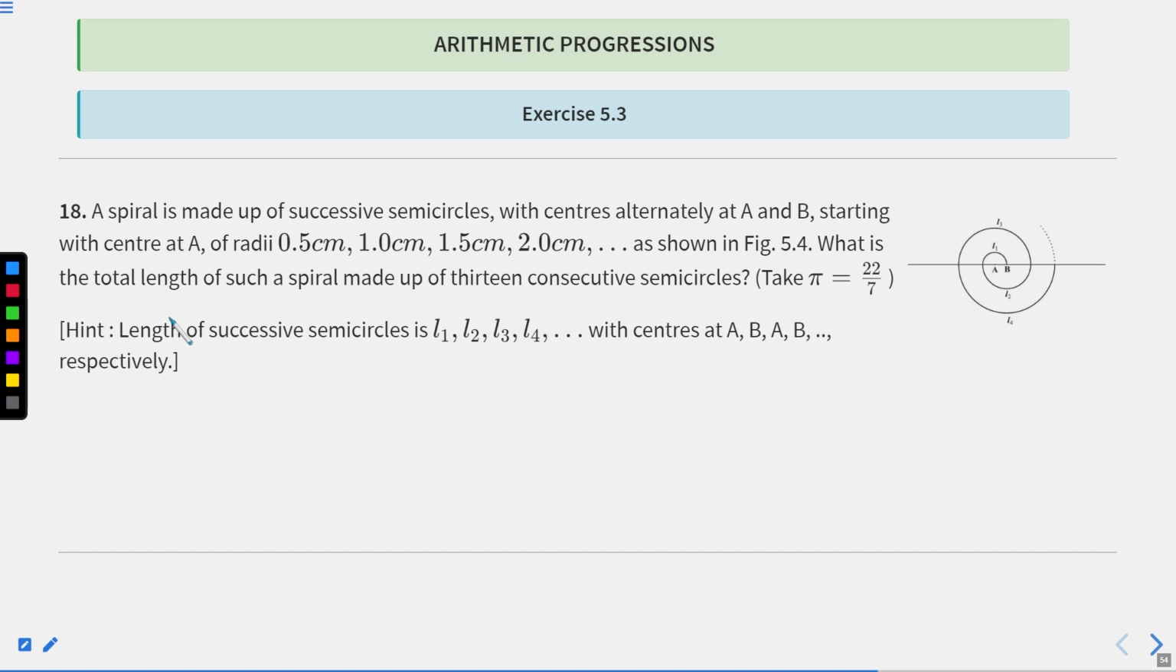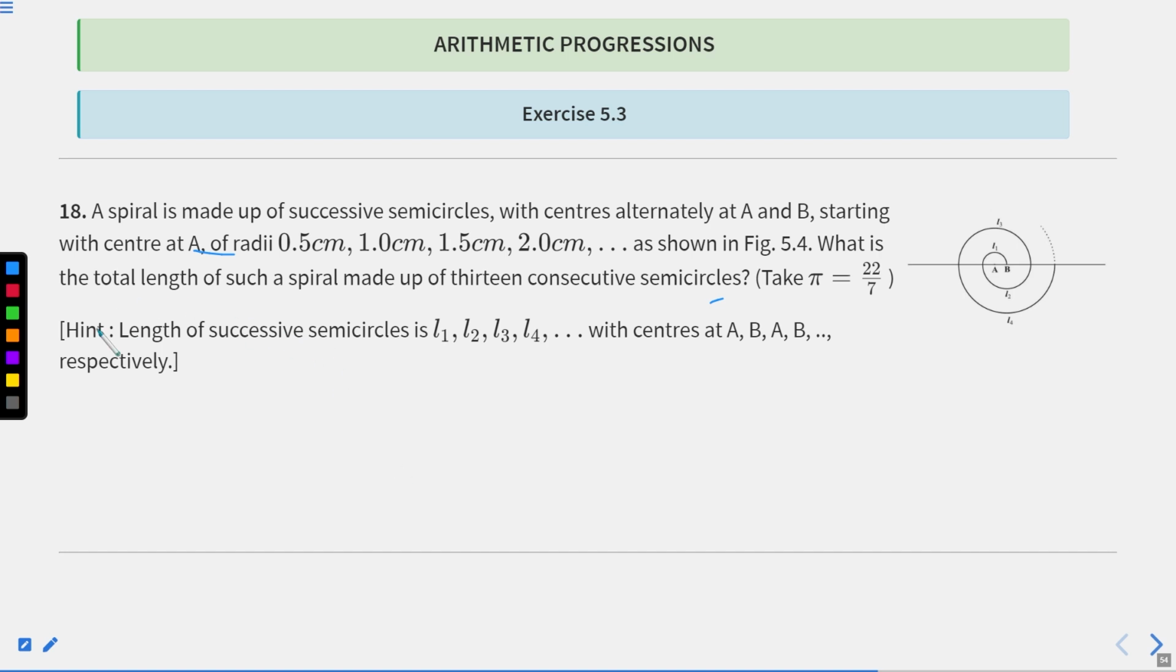In this question, it is said: a spiral is made up of six successive semicircles with centers alternately at A and B, starting with center at A of radius 0.5 centimeter, 1.0 centimeter, 2.0 centimeter, and so on, as shown in figure 5.4. What is the total length of such a spiral made up of 13 consecutive semicircles? Take the approximate value of pi as 22 by 7.